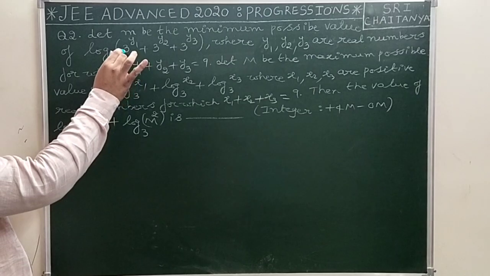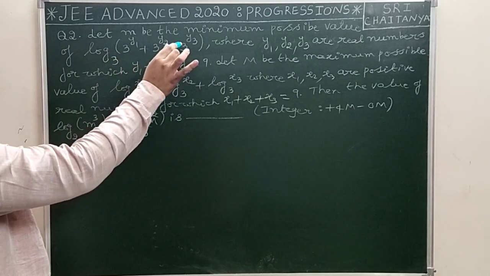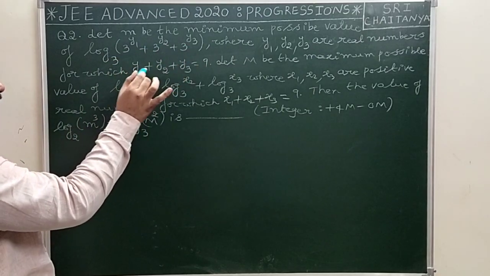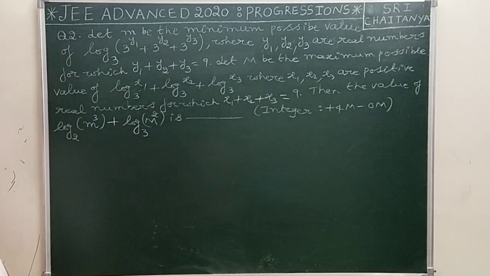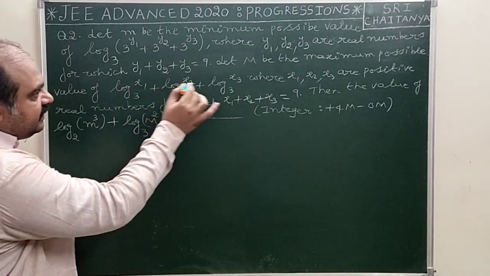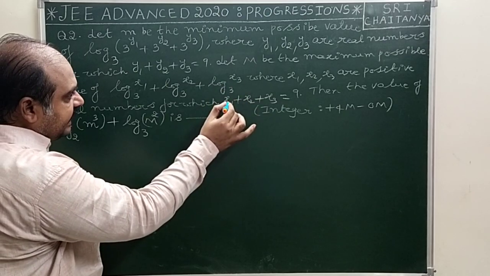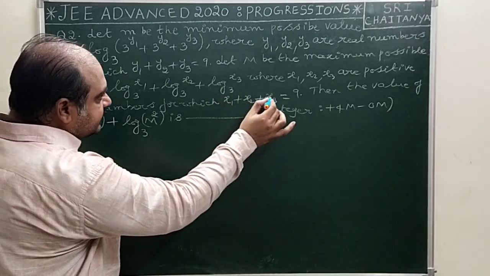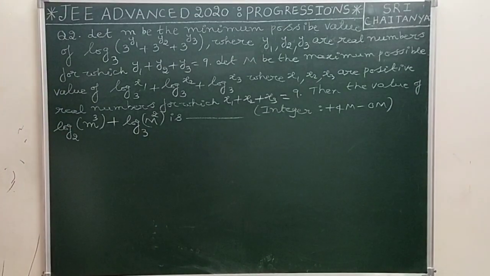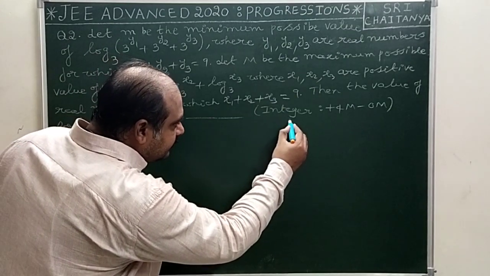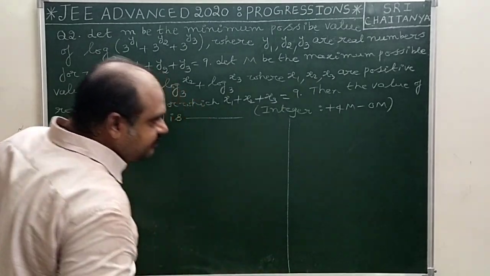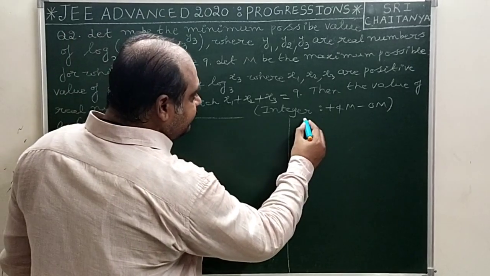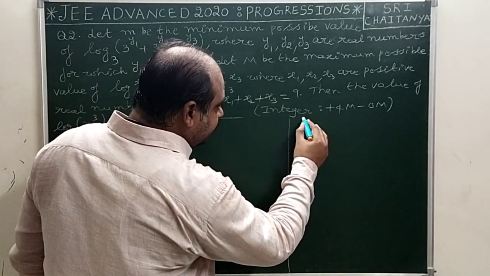Now look at, he is asking the minimum possible value of this under the constraint y1 plus y2 plus y3 equal to 9, and the maximum value of this under the constraint x1 plus x2 plus x3 equal to 9. So now clearly this is a problem related to the AM-GM inequality. So let us recall the AM-GM-HM inequality once.